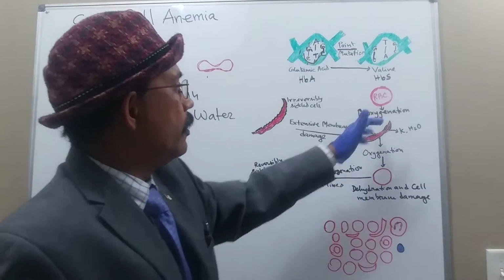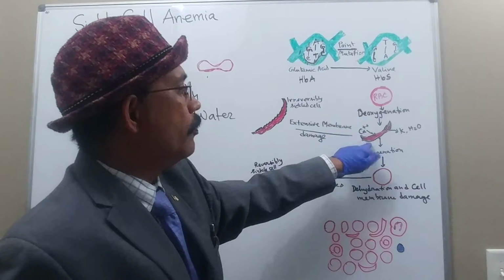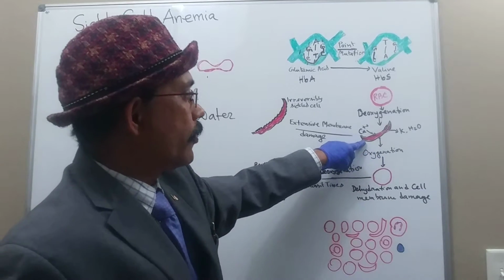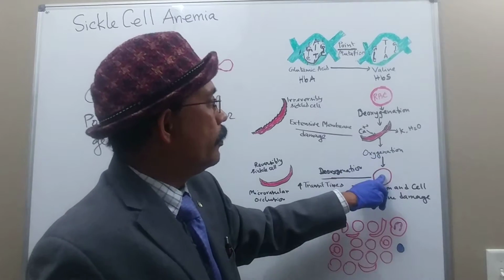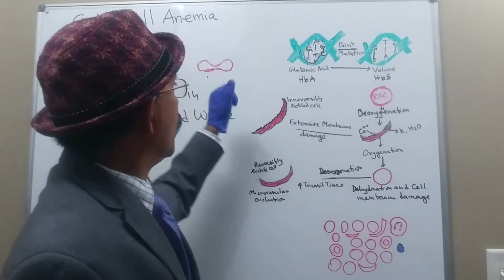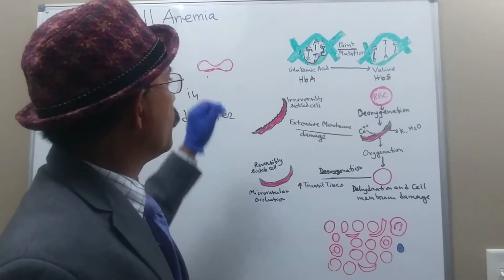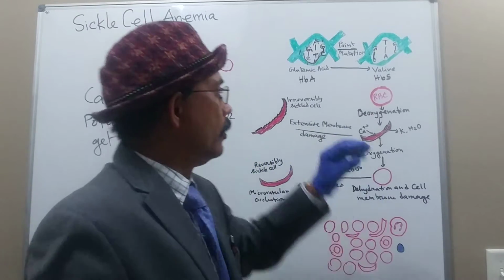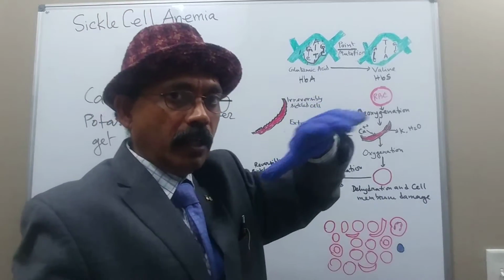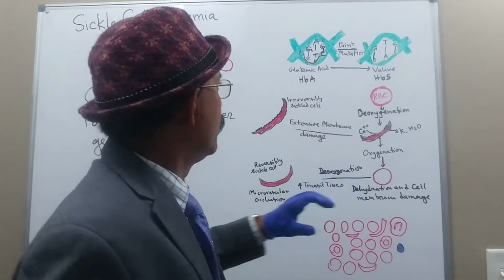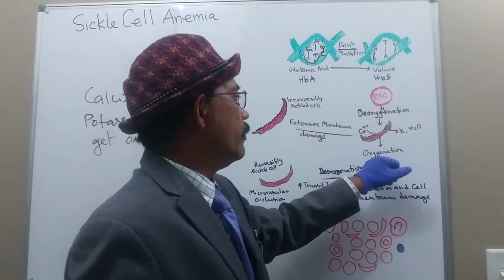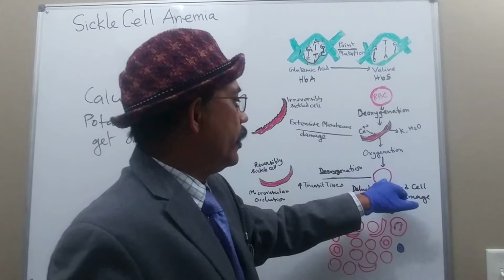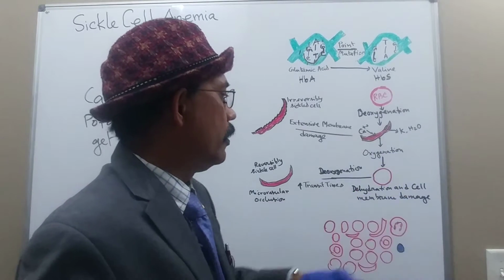So this is the deoxygenation, and this will be the sickle shaped cell. But again, if you give oxygen, then it will again be a disc. Our normal shape of the RBC is like a disc, with a thin center and a thicker periphery. That is our normal RBC. So after oxygenation, there will again be a normal shaped cell.